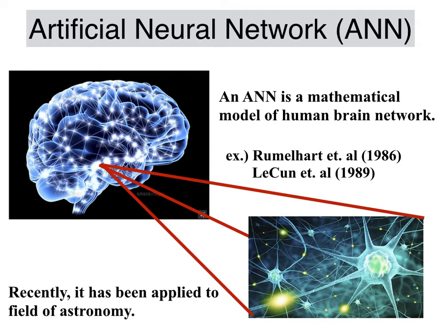Historically, the basic idea of the ANN was suggested in the 1980s. Recently, they have been in focus, such as deep learning, because of the development of computer resources and because we can obtain huge amounts of data. Currently, the ANN has also been applied to the field of astronomy.